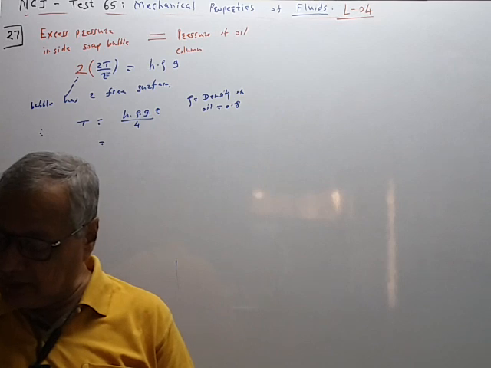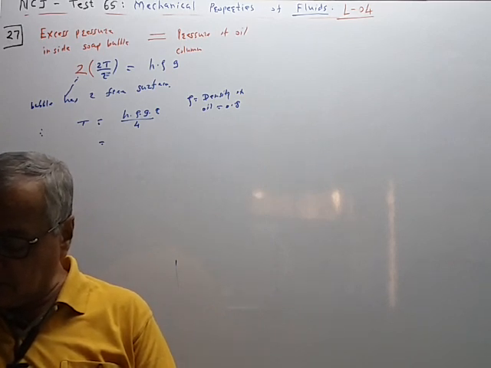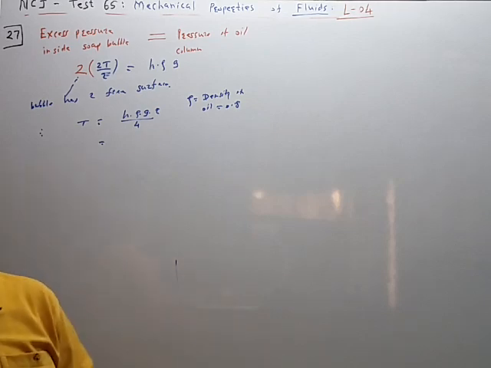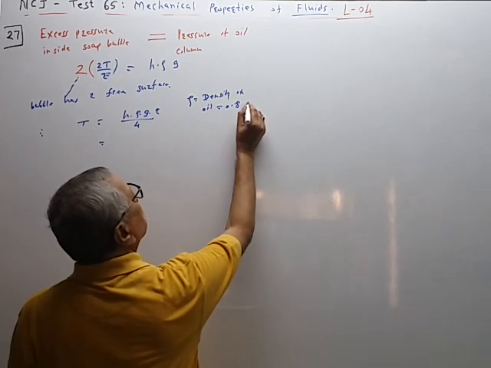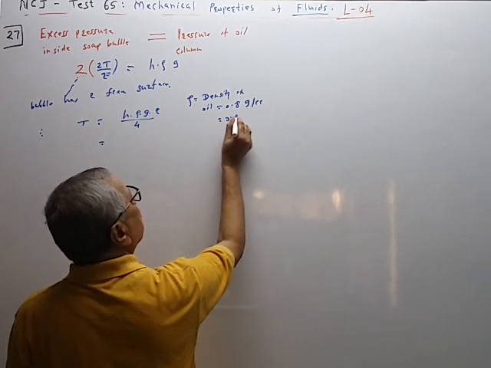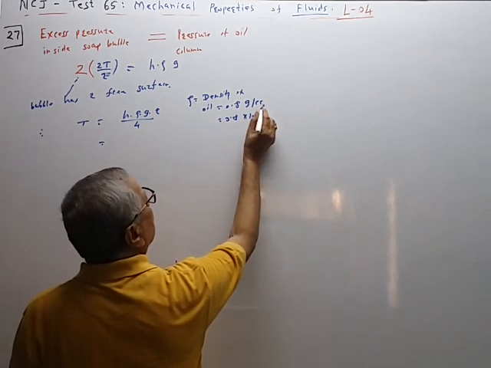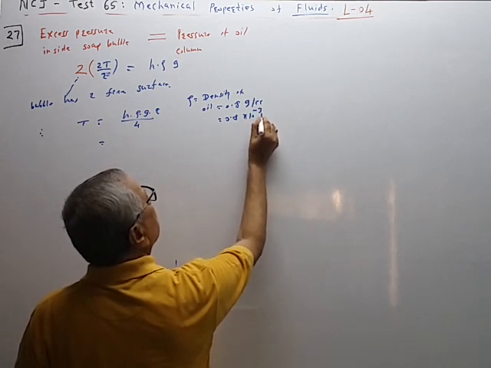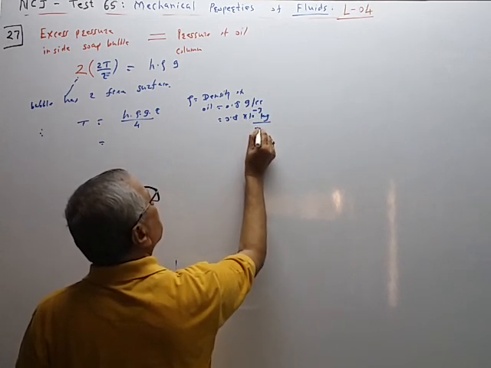So the answer is given in Newton per meter, so you have to convert all the quantities in SI system. So density is equal to 0.8 gram per cc. Convert it into kilogram per meter cube: so that is 0.8 into 10 raised to 3 kg per meter cube.